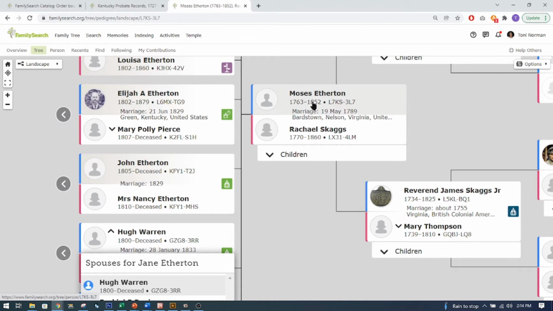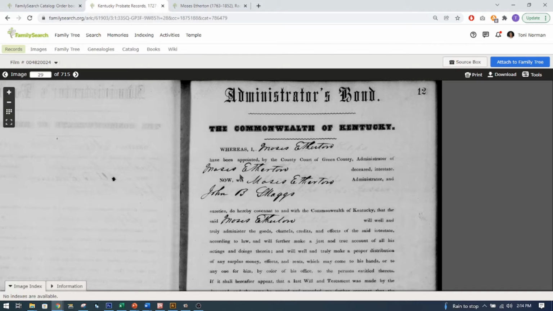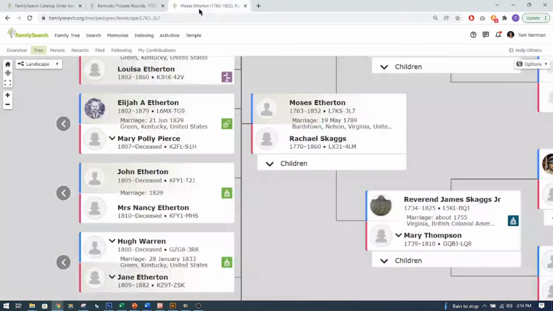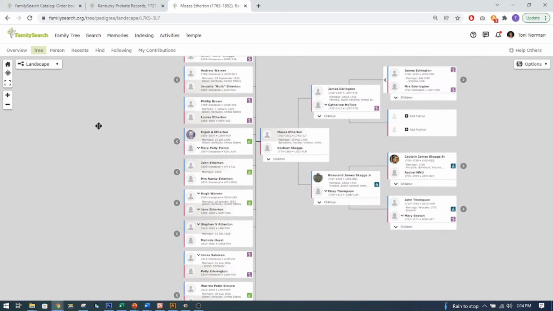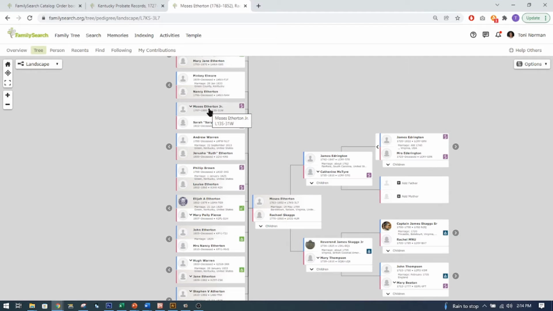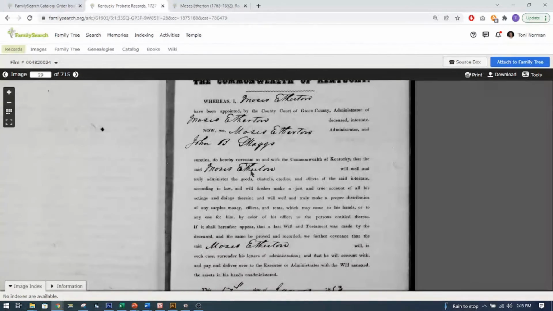So here's Moses Etherton, and he died in October of 1852. And it says that I, Moses Etherton, have been appointed by the county of Greene County Administrator of Moses Etherton, who is deceased. So this is the father deceased, and this is the son. And if we look here, let me make this a little smaller. I'm using my laptop, so here is Moses Etherton Jr. So he is the one working on this record for his father, and it says John B. Skaggs, and I have not figured out who John B. Skaggs is. That's really my line, is the Skaggs line, and I haven't figured that one out yet.